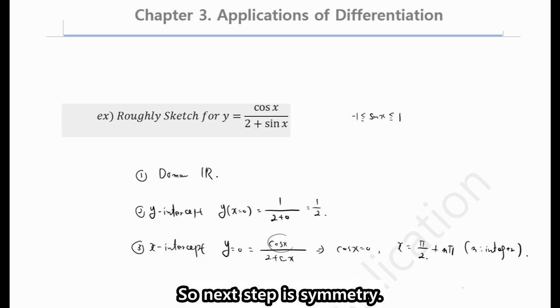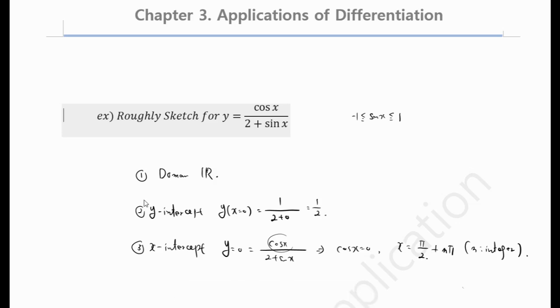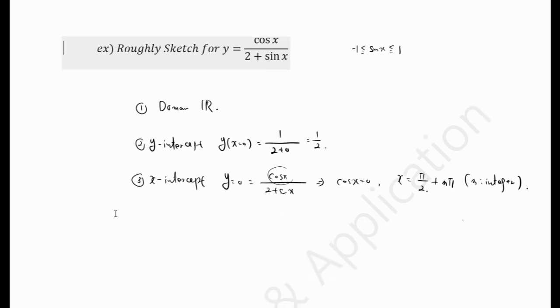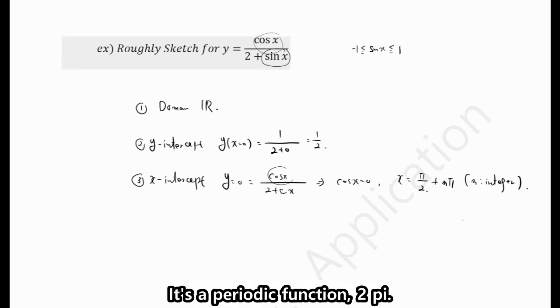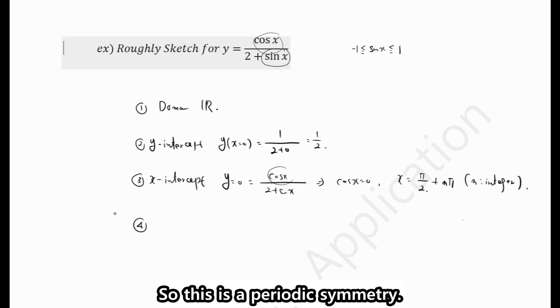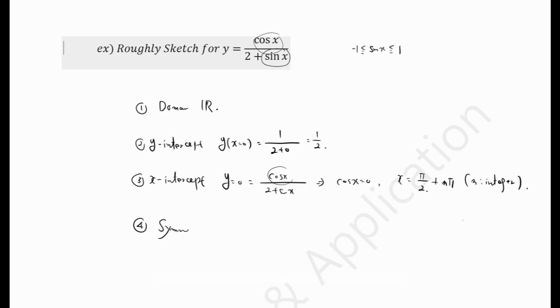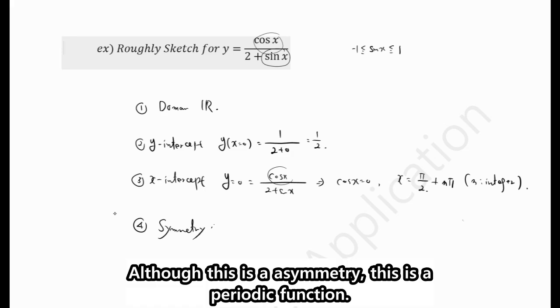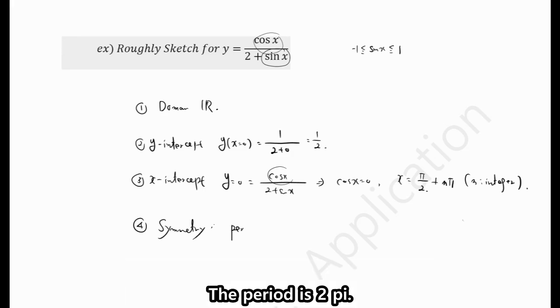So the next step is symmetry. This function is a periodic function with period 2 pi. So this is periodic symmetry. Although this is not symmetric, it is a periodic function. The period is 2 pi.